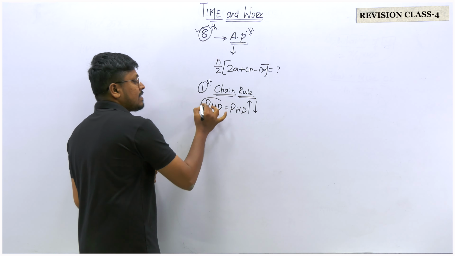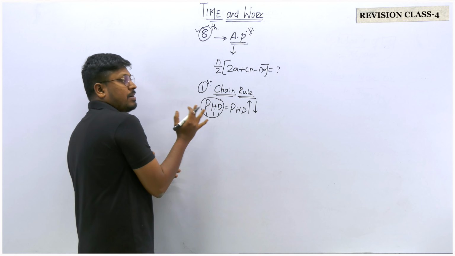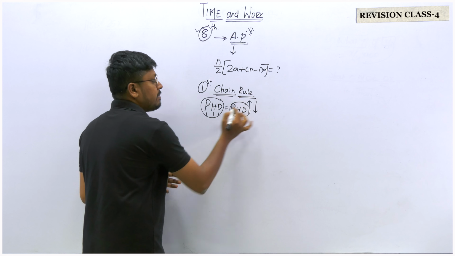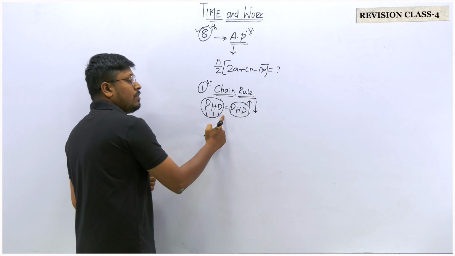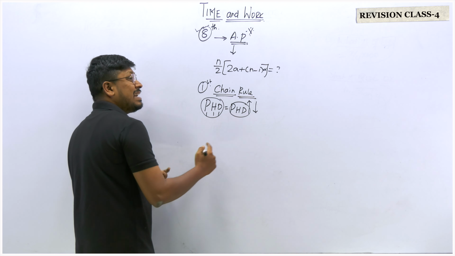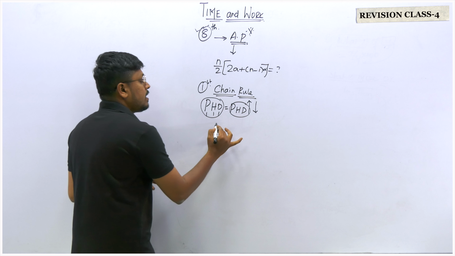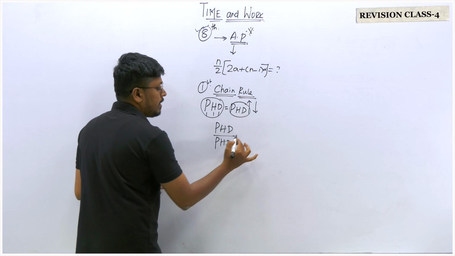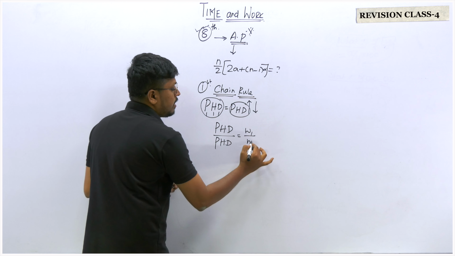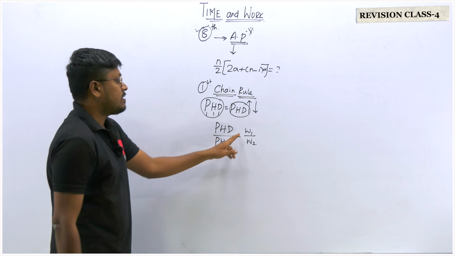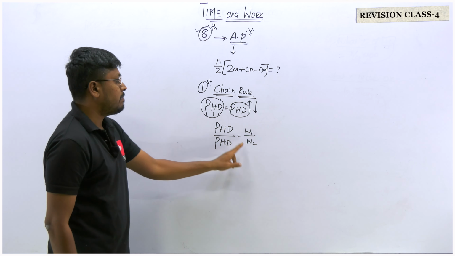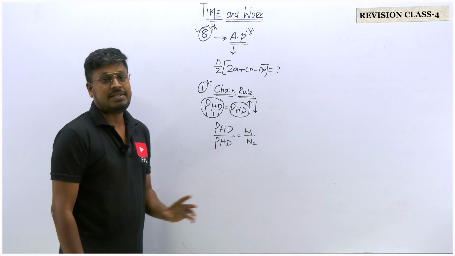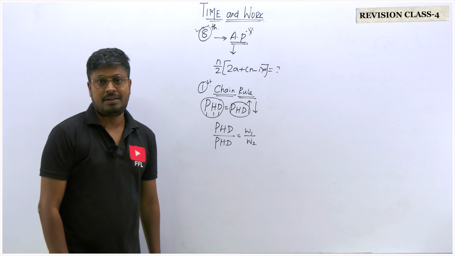So this will be the first data, that is for the first person data, and this is for the second person data. So this formula we use if both the person are doing a same work. If both the person are doing a separate different work, same formula, PHT by PHT is equal to W1 by W2. That means the first work done by the first set of people, second work done by the second set of people. That's the different, right, formula.